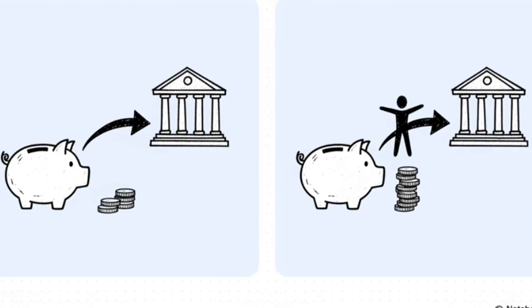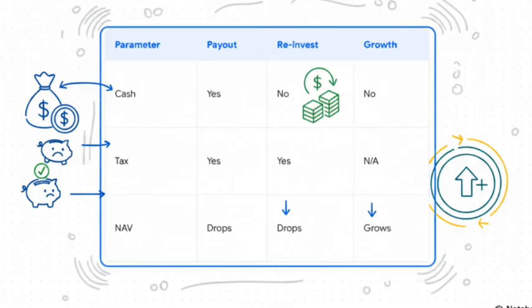The regular plan, on the other hand, is routed through a distributor and bakes in their commission, meaning you're looking at a higher expense ratio. And because of these fee differences, the AMC maintains totally separate and usually higher NAVs for the direct plan. Now, let's break down the options within those plans.